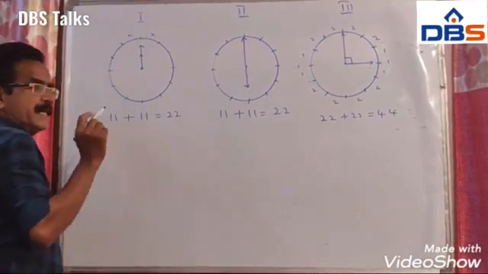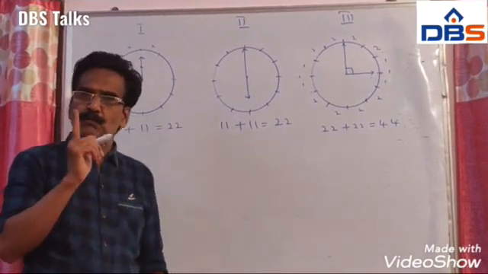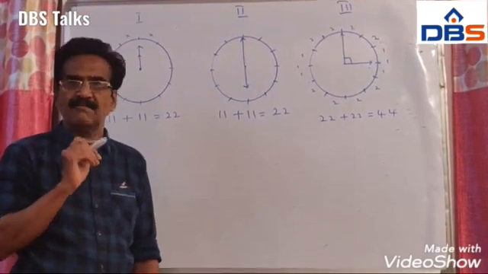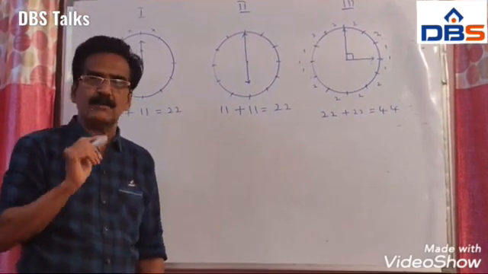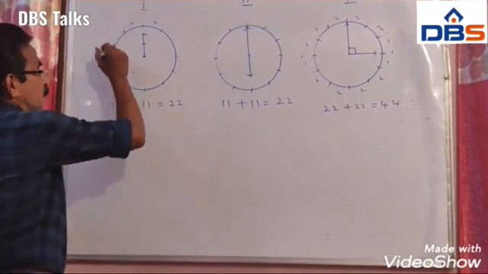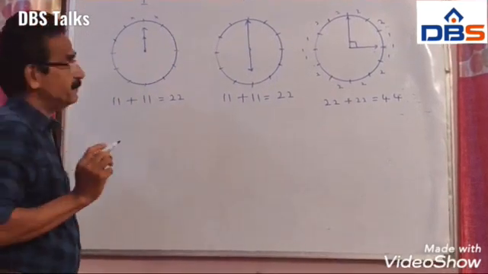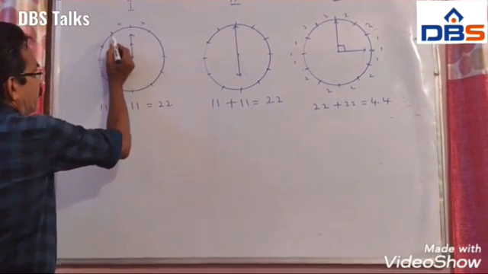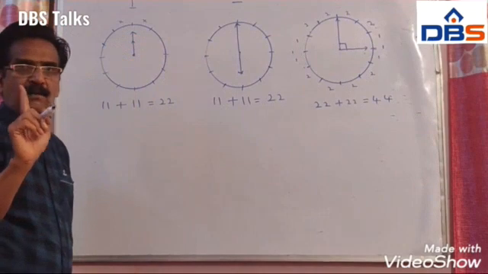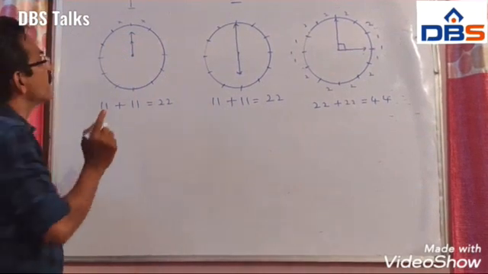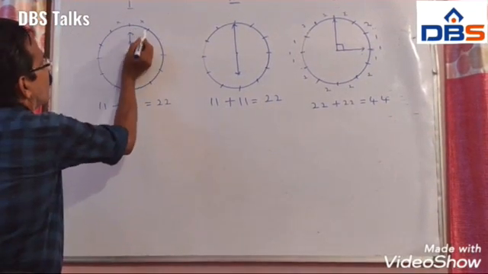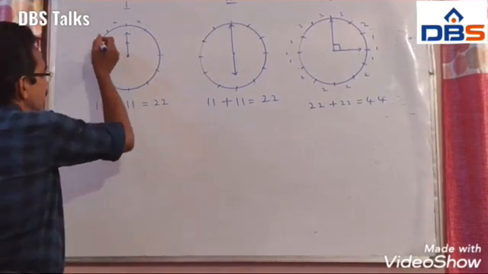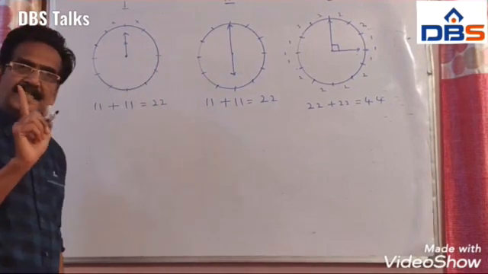See, with only one exception, in every 1 hour gap, hands will coincide. So, total 12 hours. But there is some small limitation: between 11 and 12, hands will not coincide. Between 12 and 1, hands will not coincide. So, in the remaining 10 gaps, hands will coincide.